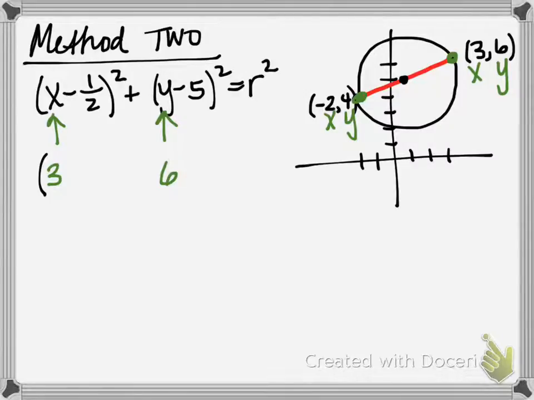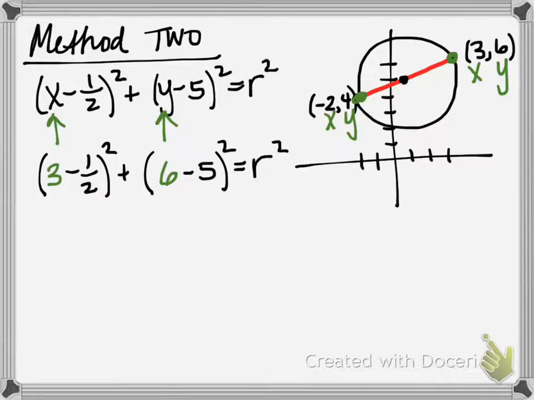Of course, sometimes we make fewer mistakes substituting in positive values. So that's why I chose 3, 6. So now I'm substituting, and I'm just going to solve for r, for my radius. So 3 minus 1/2, that's going to be 2.5. You might find it's easier to just stay with fractions here. So 3 is really 6/2. So 6/2 minus 1/2 is going to be 5/2.